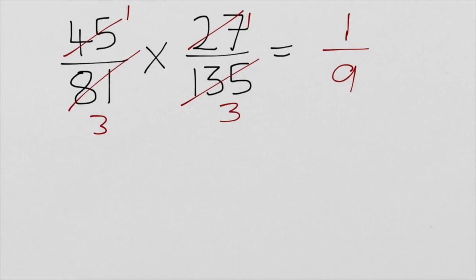And as you can see, this method is much easier when you cross cancel before you start multiplying. Because if you had to multiply 45 times 27, you're going to get a very big number indeed. And 81 times 135 is not pretty. So cross cancelling beforehand makes multiplying fractions much easier. Okay, so once you've mastered that, the next step would be dividing our fractions and adding and simplifying fractions.